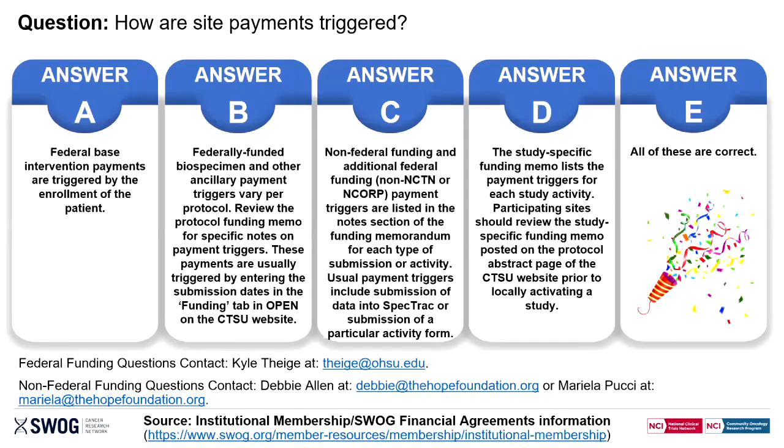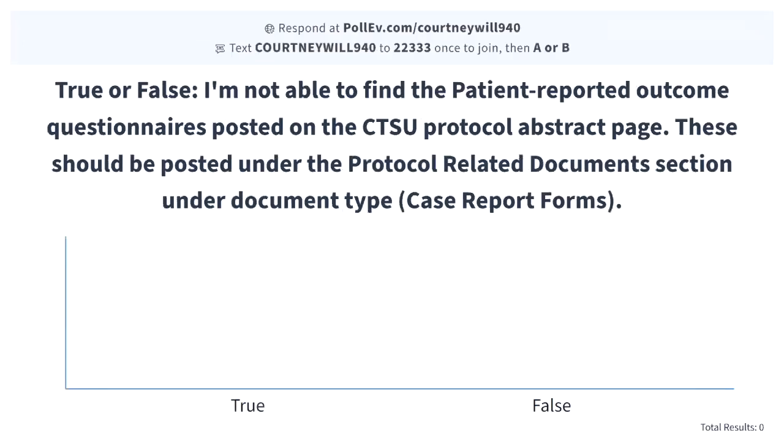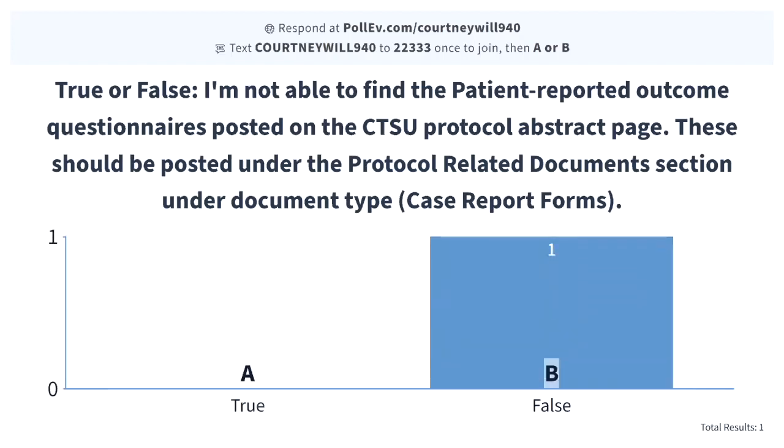All right, moving on. True or false? I'm not able to find the patient-reported outcome questionnaires posted on the CTSU protocol abstract page. These should be posted under the protocol-related documents section under document type, case report forms. True or false?